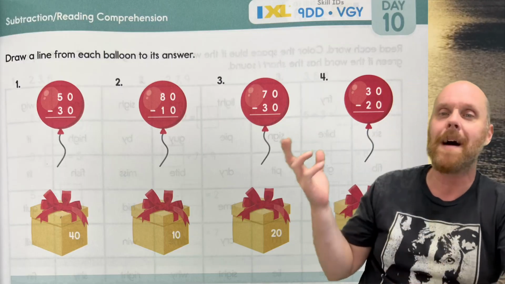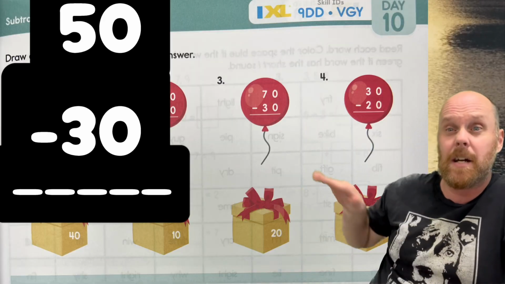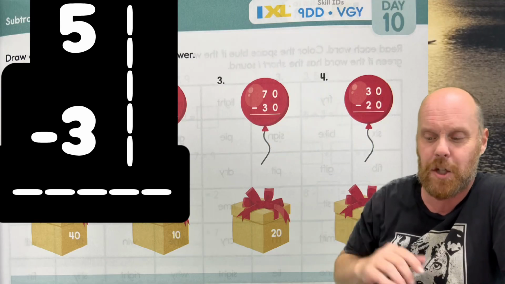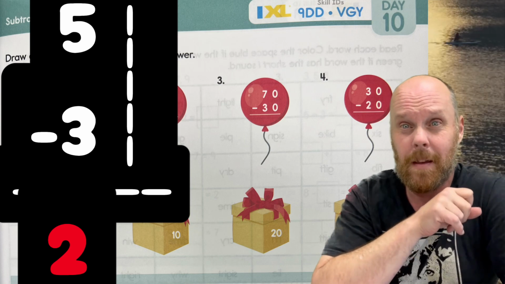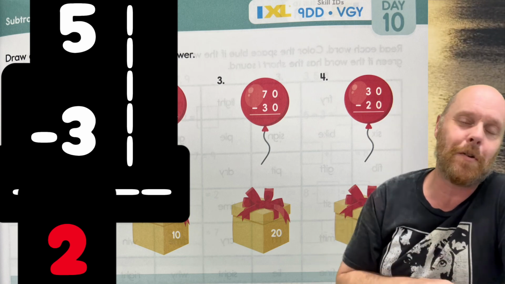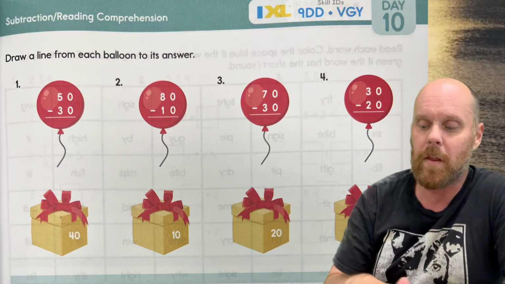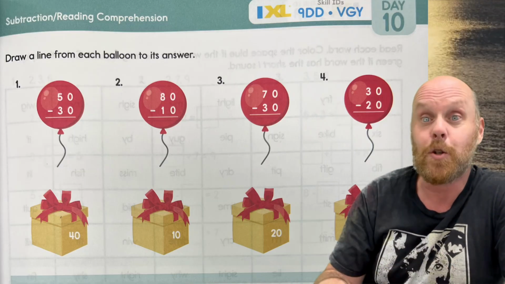So 50 minus 30 is our first one. Well, I'm going to go ahead and cover up the zeros. Well, what's 5 minus 3? Very good. It's 2, right? So we know the first number in our answer is going to start with a 2. Which one of the prizes or which one of the presents has a 2? A 20.